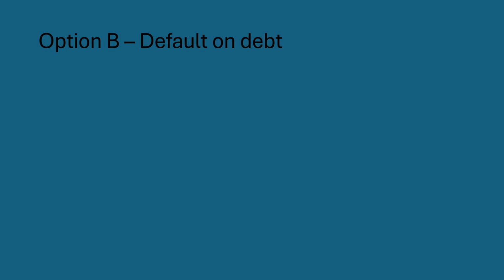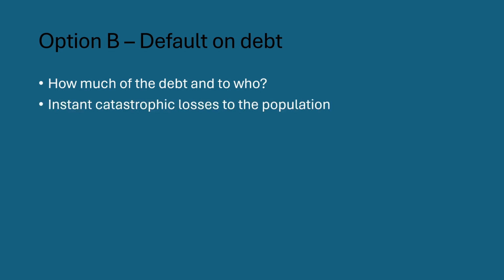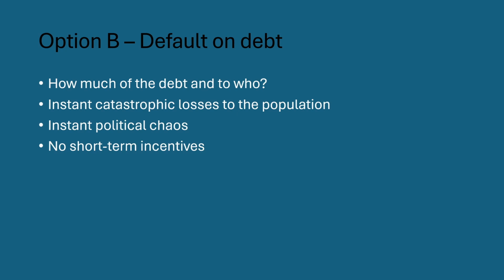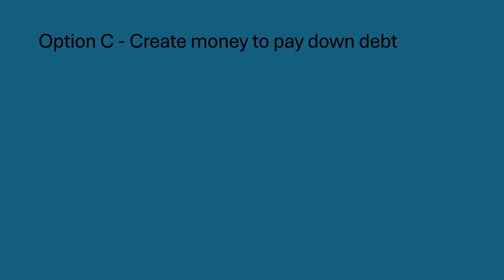So let's say you want to do option B, default on the debt. The problem is, how much of the debt are you going to default on and to who? Because there's different owners of your bonds. This is an instant catastrophic issue to the population who own the bonds, and it's also going to hurt their credit rating. It's just instantly politically chaotic. So from a political perspective, there's no incentive to do this.